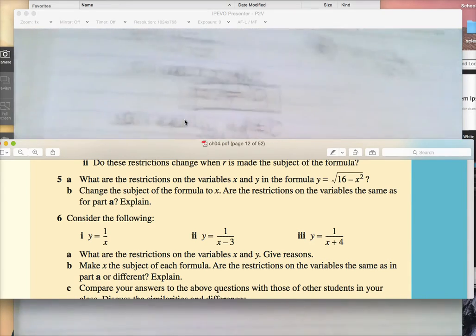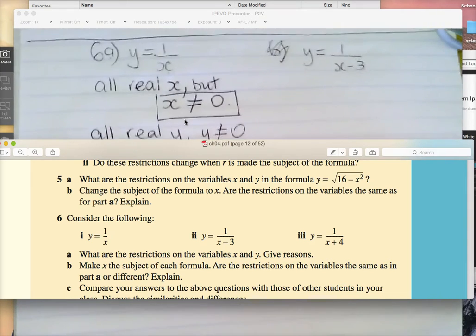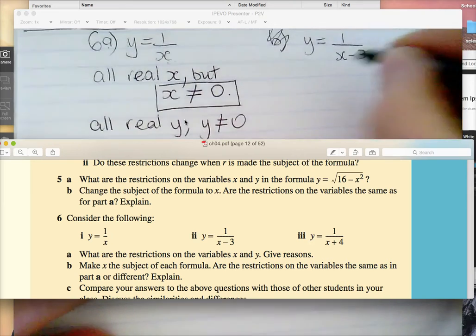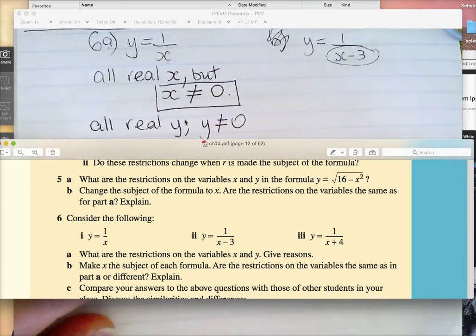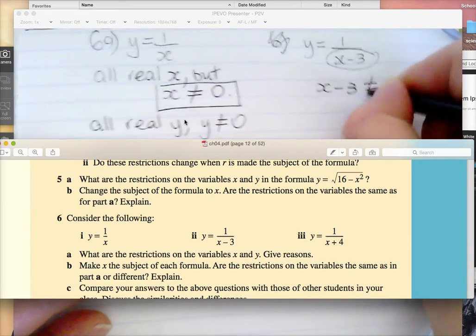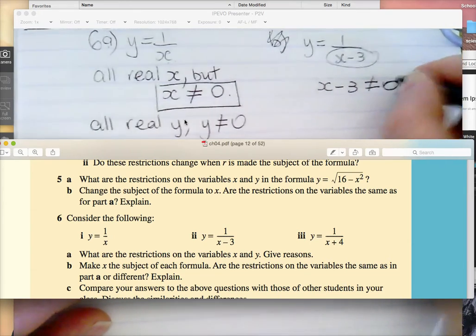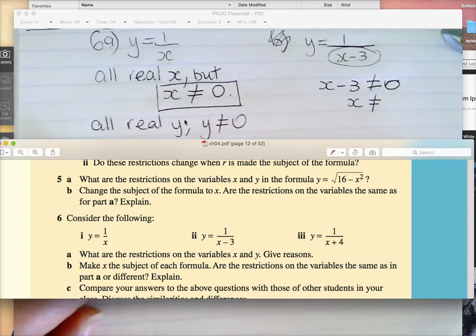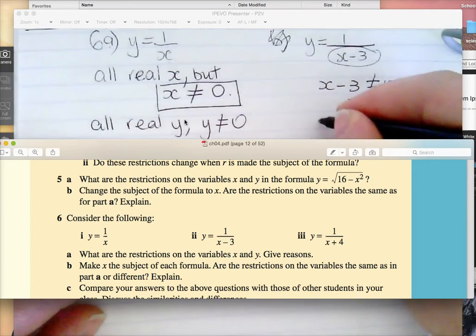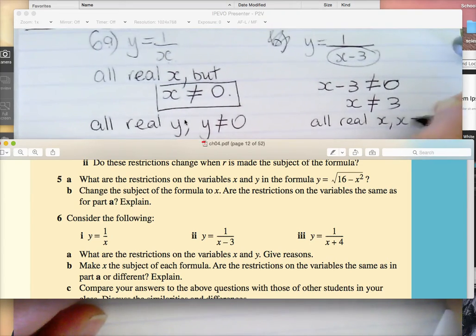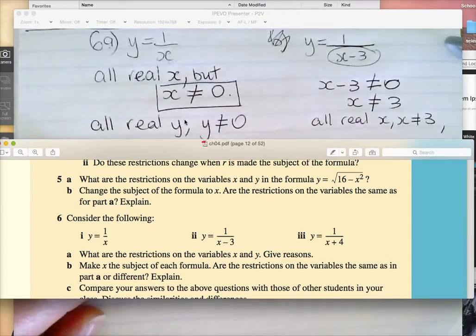Now, let's look at this one. I'm going to get you to do inequalities for homework, for practice. Wait, what about this one? Tell me what can't equal 0. The denominator. X minus 3 can't equal 0. Do you get that? Yeah, because then you can't divide. So that means that X can't equal what? So that's your restriction. You're allowed all real X. X can't equal 3. Does that make sense?